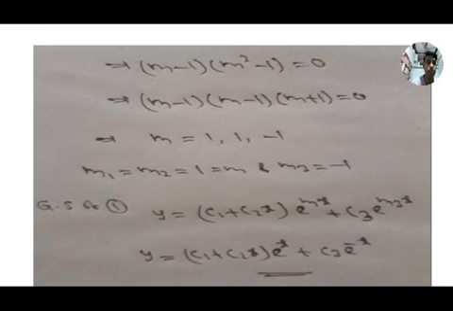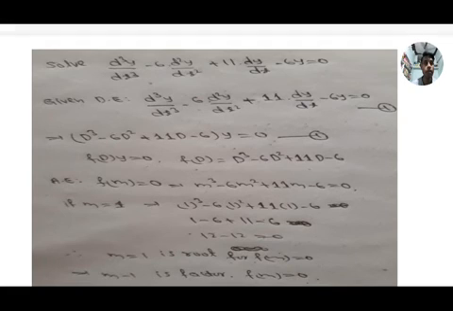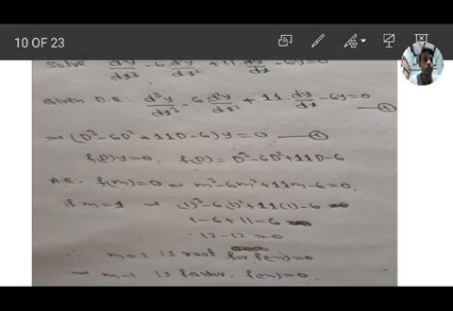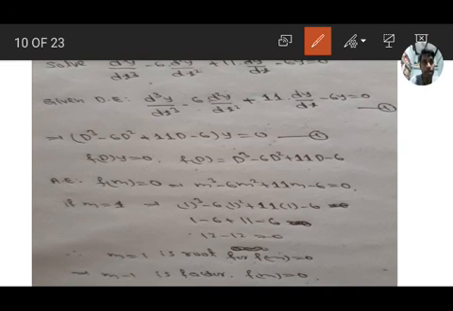Okay, we will move to the next problem. Solve d cube y by dx cube minus 6 into d square y by dx square plus 11 into dy by dx minus 6y equal to 0. Here also it is a third order differential equation. So first step, the given differential equation is d cube y by dx cube minus 6 into d square y by dx square plus 11 into dy by dx minus 6y equal to 0.